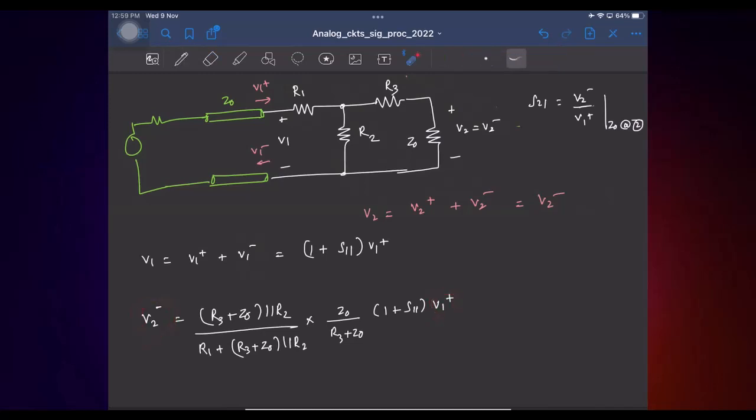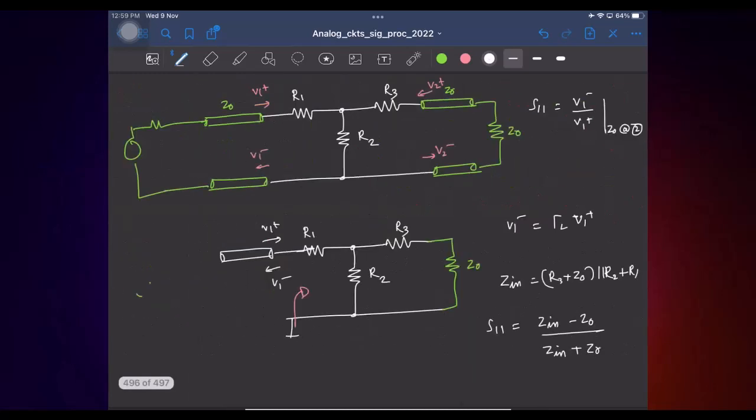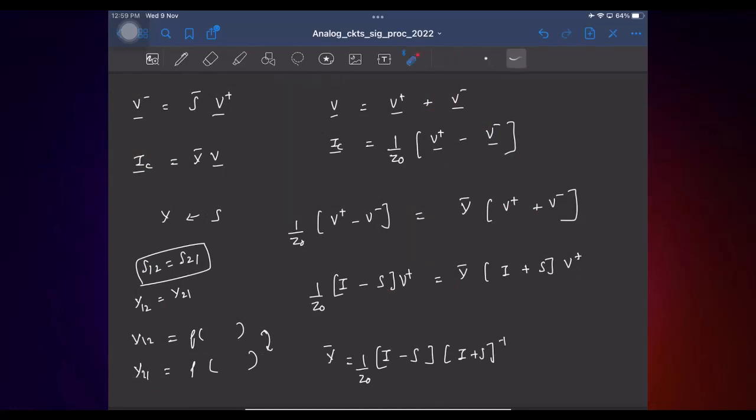So this is S21. What can you say about S12? Same, right? I didn't do it, but you try to do it yourself and convince yourself that these two will be equal. S12 will be equal to S21, just like Y12 is equal to Y21, for what kind of networks? For linear RLC networks. Okay.